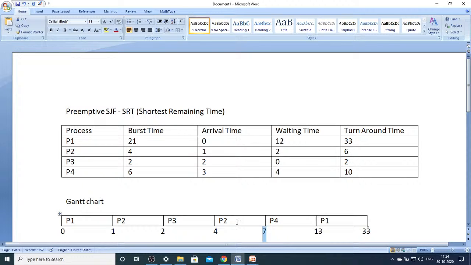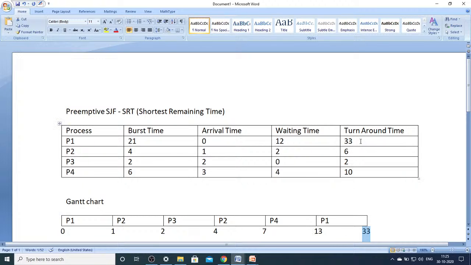So at the end of 7th second, P2 is completing its execution. And at the end of 7th second, we still have 2 more processes yet to finish. That is P4, which requires 6 seconds, and P1, which requires 20 seconds. So P4 has shortest remaining time. So P4 will be given chance. So it completes all its 6 seconds. So it completes by 13 seconds, and at the end of 13 seconds we have only one process, that is P1, to finish. So P1 finishes all its 20 seconds, so it completes by 33rd second.